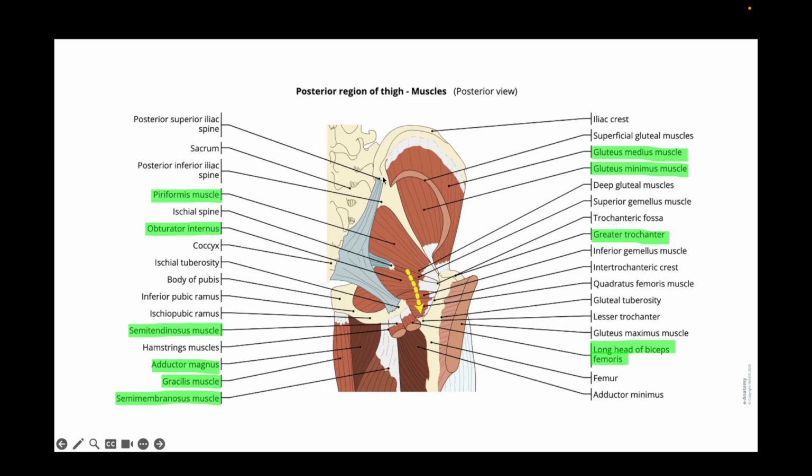These are your short external rotator muscles. They've got distinctive looks. I'll show it to you on the MRI, but that is composed of piriformis, the gemellus muscles, of which there's a superior and inferior one, your obturator internus and obturator externus, and also your quadratus femoris muscle as well.